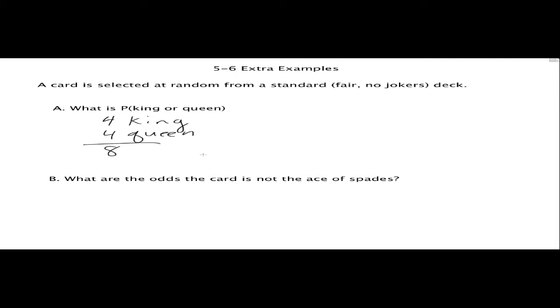And it's 8 out of how many cards are there altogether? Well, it's a standard fair deck, so there are 52 cards. The probability that I draw a king or a queen is 8 out of 52. Now that can be simplified. I know that 4 will go into 8 2 times. I know 4 goes into 52 13 times. So my probability is 2 out of 13, or 2/13.